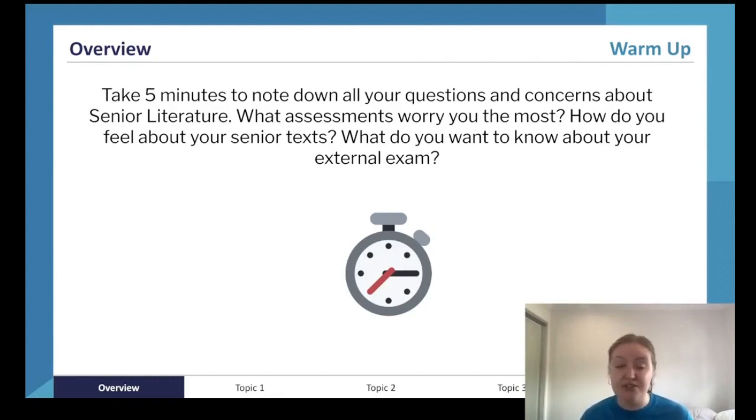So take 5 minutes, use this as a little bit of an opportunity to get your mind in the literature headspace, be thinking about what's coming up, what obstacles might be coming up. If you are done writing down your concerns, then perhaps write down some goals that you might have for the subject, or even some things that you're looking forward to as well. So I'm going to go ahead and start the 5-minute timer, and I'll let you know when we have about a minute to go.